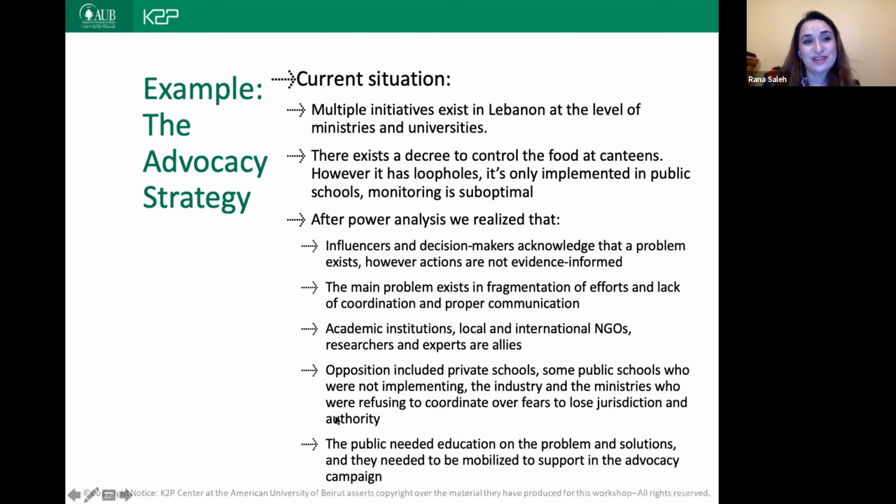I'm sure that you face similar things in your context, but this is one of the main barriers in Lebanon for the implementation of most policies. It's just a fight for jurisdictions between different ministries. The public seemed to need some education on the problems and the solutions, and they also needed to be mobilized, because we needed a base to support our advocacy campaign and provide legitimacy for the claims that we are advocating for in front of the other ministries.